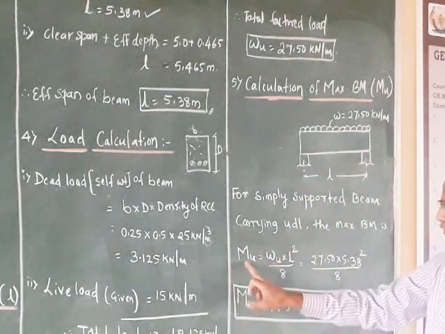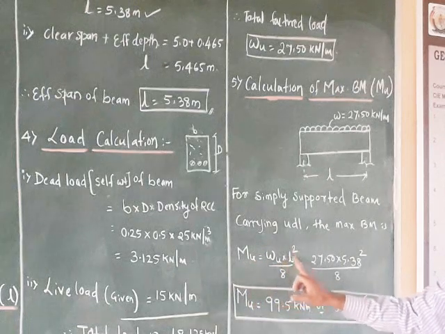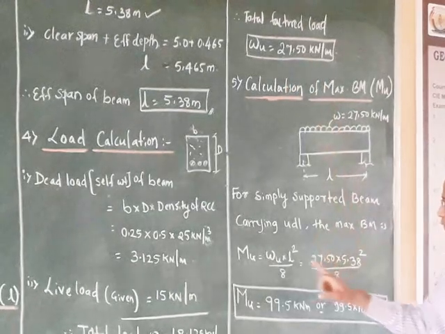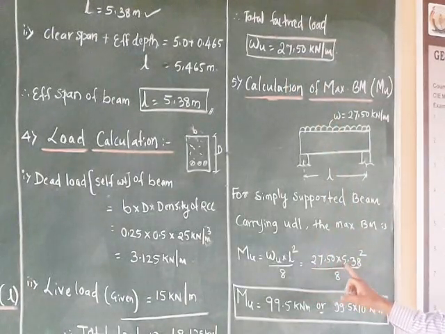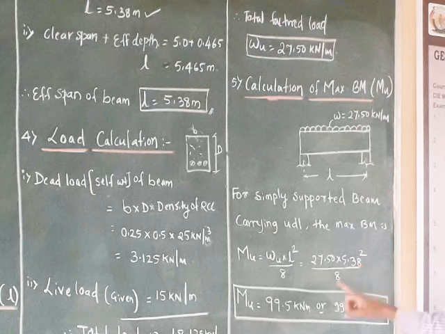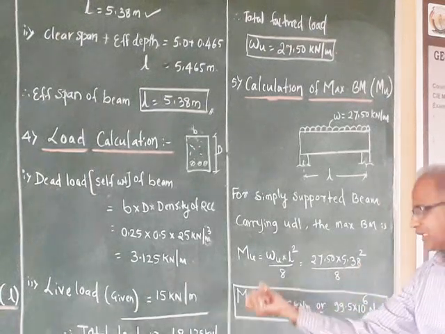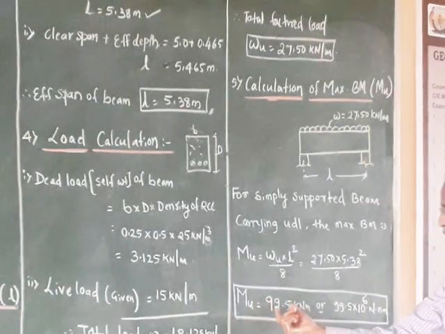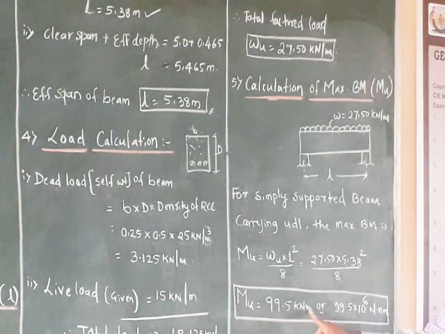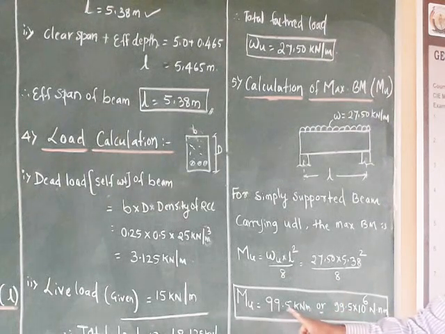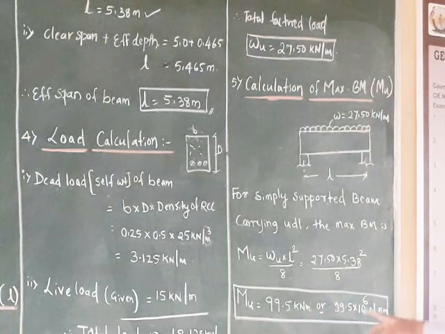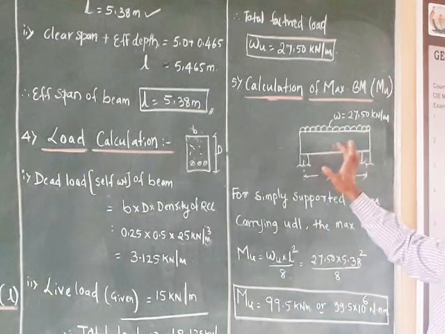So the ultimate moment or maximum bending moment MU is equal to WL square by 8. W is this WU, 27.5, L effective span is 5.38, square, divided by 8. So the total bending moment, or ultimate moment, or factored moment MU is equal to 99.5 kilonewton meter, or 99.5 multiplied by 10 to the power of 6. This will be converted from kilonewton to Newton, then meter to millimeter. So this is the maximum bending moment.